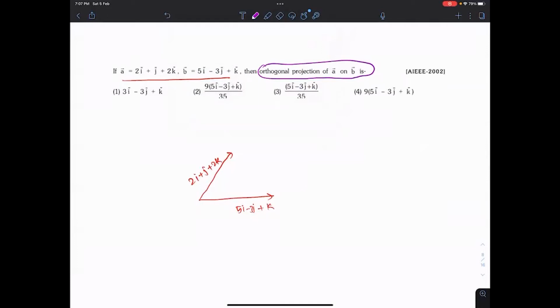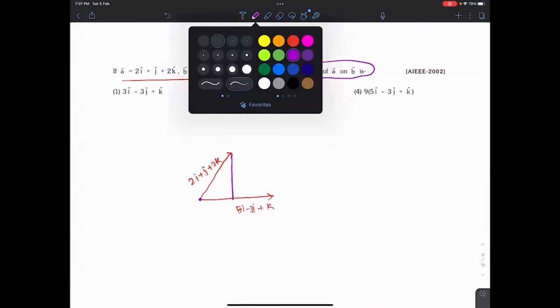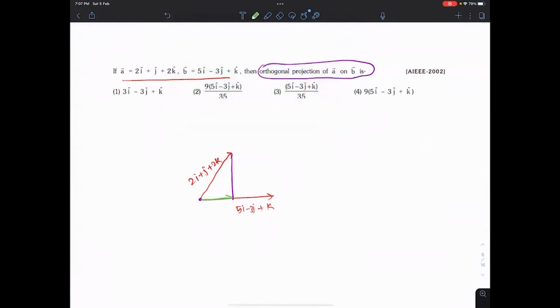What is meant by orthogonal projection? You know what is normal projection, na? Just now we have seen. So what is the normal projection? This vector, the green color vector, is A bar dot B cap, that is a projection, into B cap. Now I am saying A bar projection, you are doing A bar on B bar. That remaining vector, the violet one, that is only the orthogonal projection.